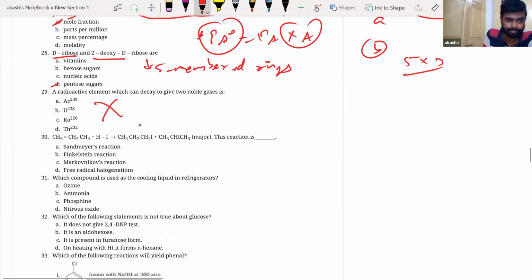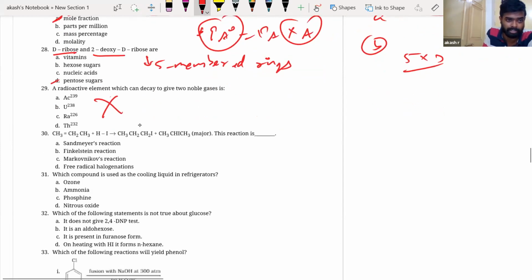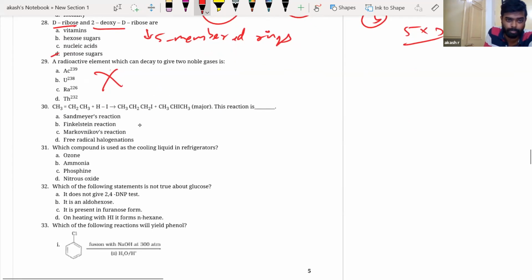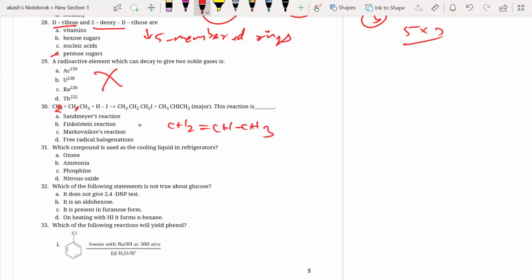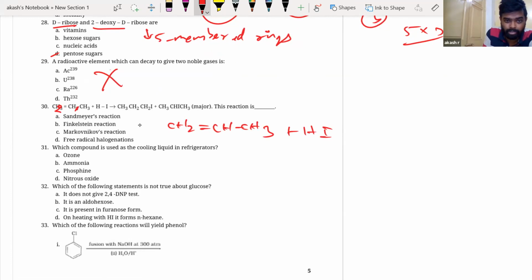Right, next. Spelling mistake, it's CH2. The correct thing should be CH2 double bond CH. Oh God, I don't know who is preparing the question paper. Plus HI. The compound is given wrong. There's a double bond, right? So there should be CH2 double bond CH CH3. They have given CH3 CH2. The question is correct only, but there's a printing mistake. So CH2 double bond CH CH3.